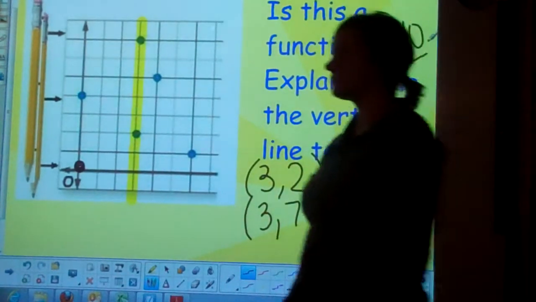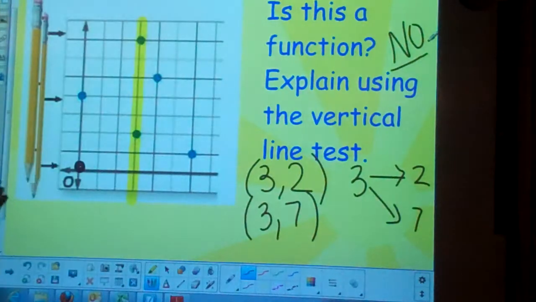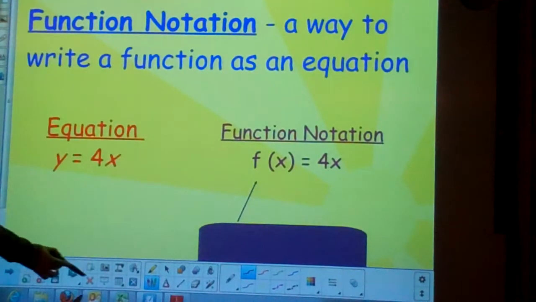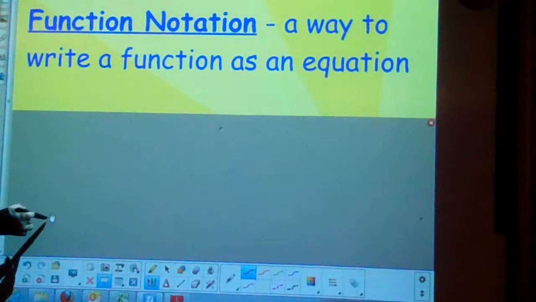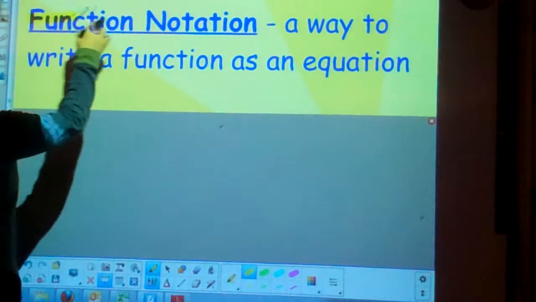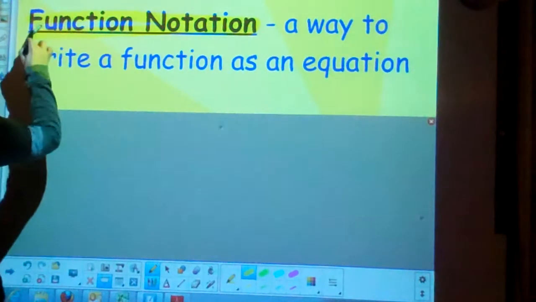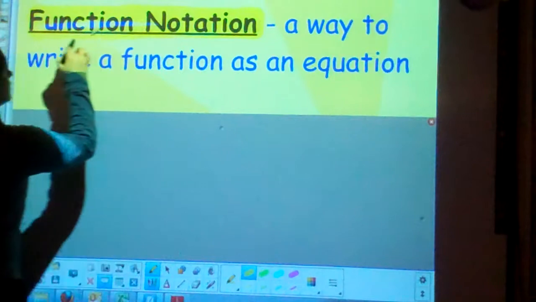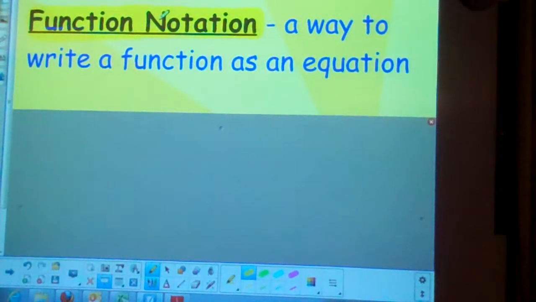Okay? Are you with me so far? Yeah. All right, the last thing we're going to talk about today is something called function notation. And function notation is a way to write a function as an equation.